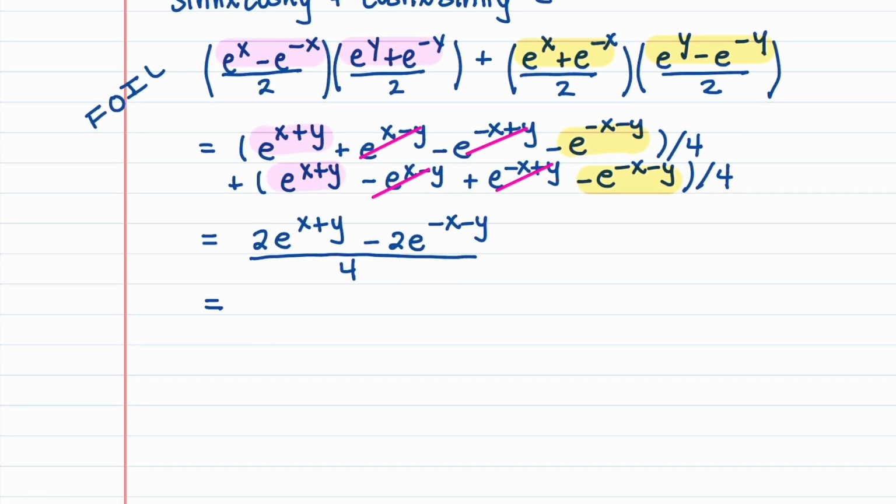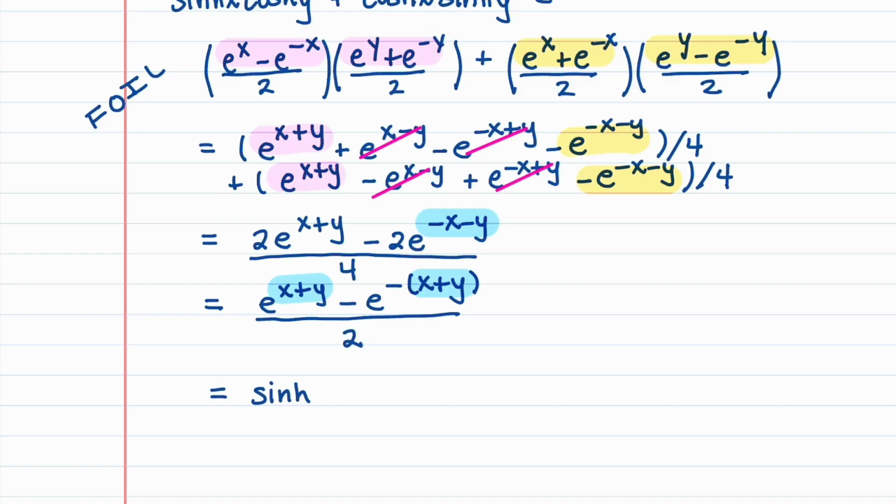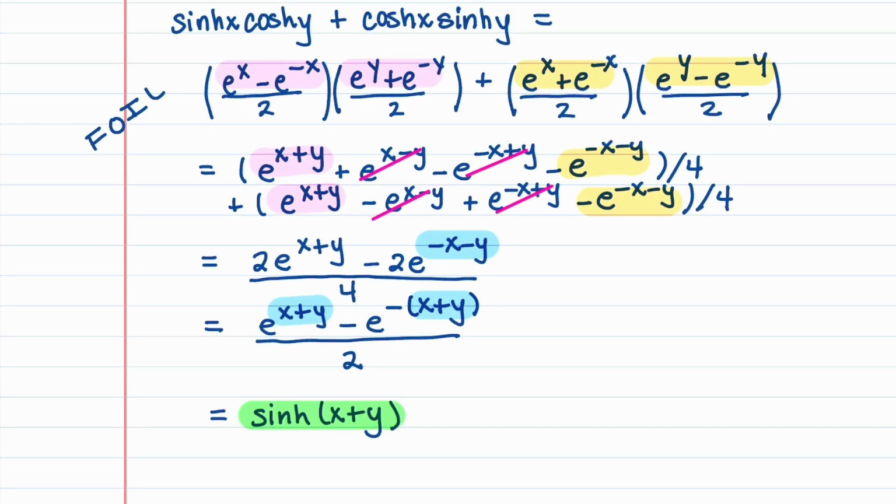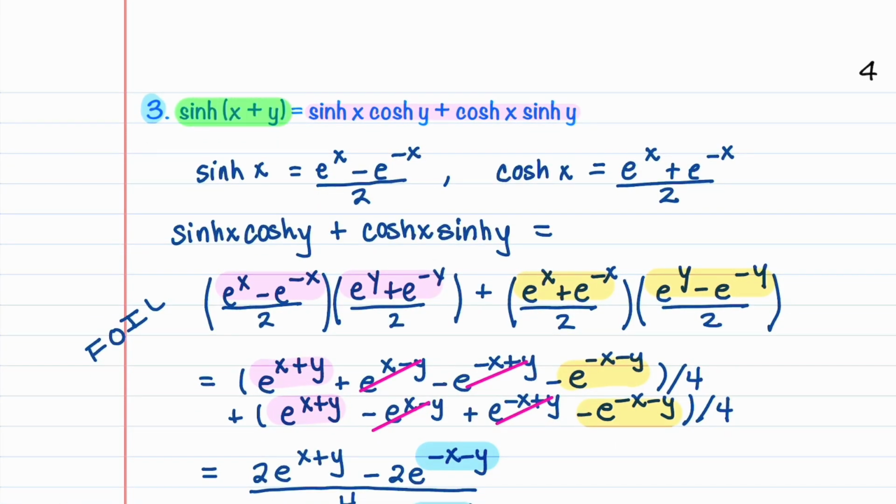We can divide by 2. And then I'm also going to pull out a negative from that term right there. So this gives us e to the x plus y minus e to the minus x plus y, all divided by 2. Now we have a function that looks like sinh. This term and this term are the same, so this is just sinh of x plus y. And this is exactly what we had up here on our left-hand side.